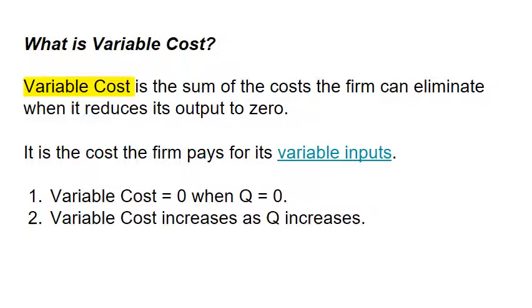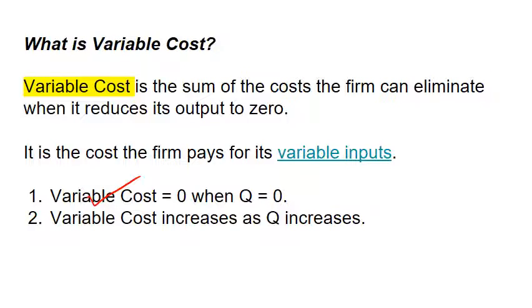The second cost is variable cost. Variable cost is the sum of the costs the firm can eliminate when it reduces its output to zero. It is the cost the firm pays for its variable inputs. For example, payments for labor and electricity would be variable cost if the firm increases employment and how much electricity it uses as it expands production. Some books call this total variable cost.